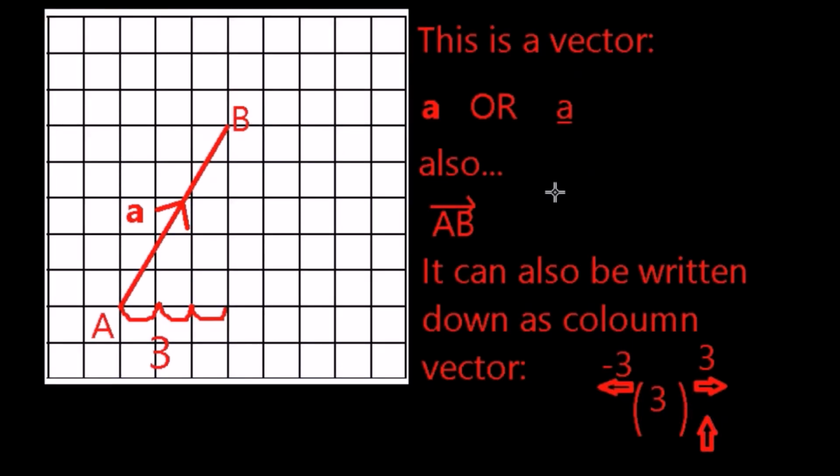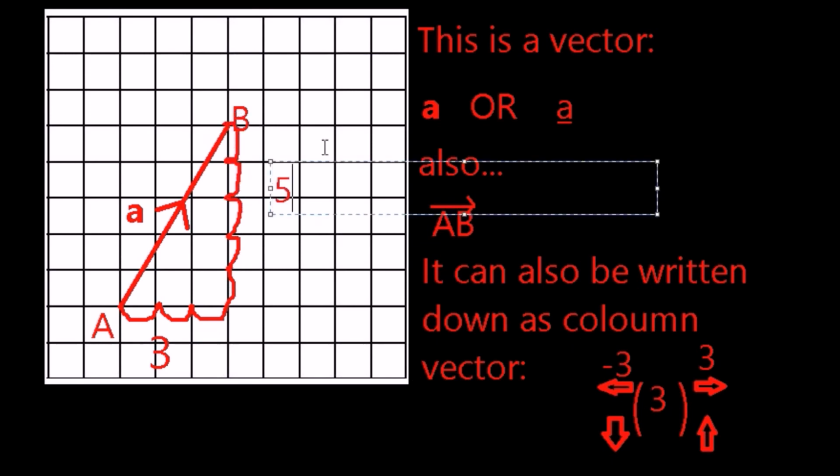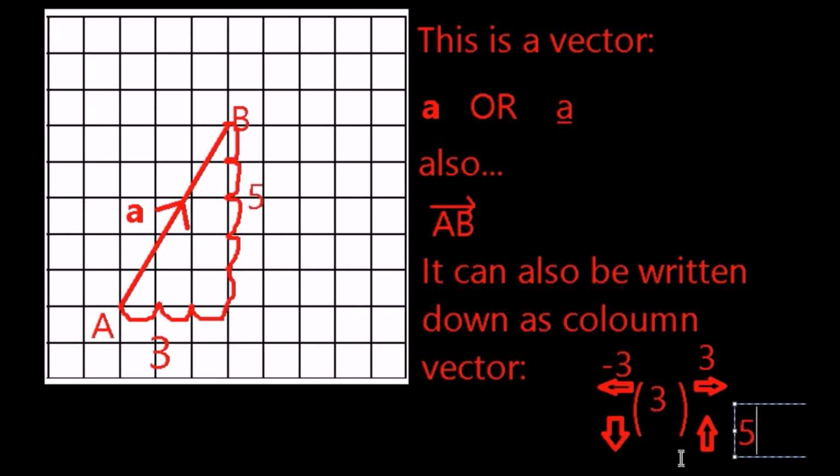Now the place below represents movement up or down. To reach B, I move 5 steps up. Up is positive, and down is negative. Since I moved upwards, I write positive 5, but if I had moved downwards I would have had to write negative 5. This is how I write down the column vector for a vector.